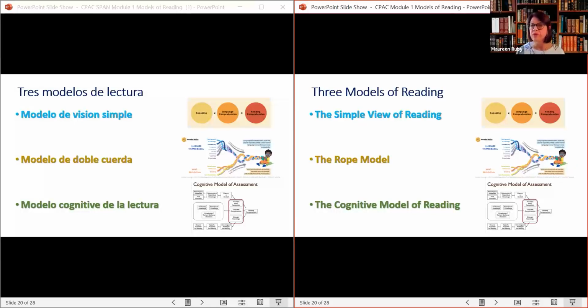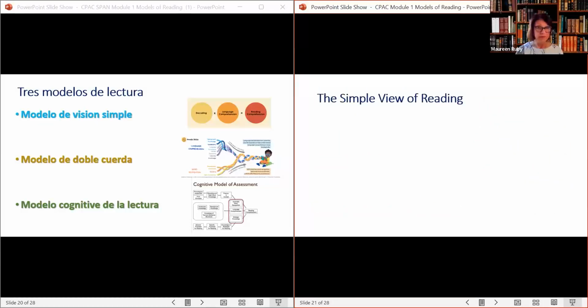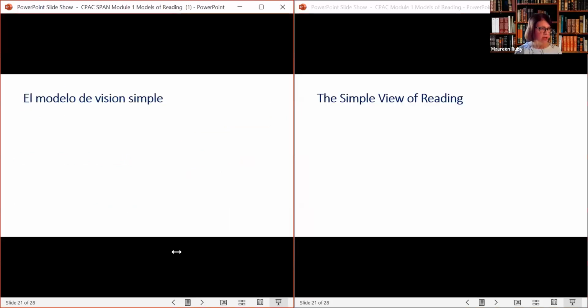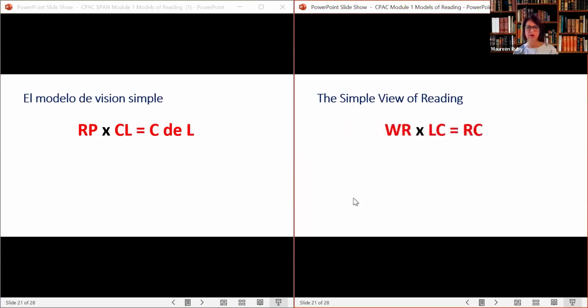So we have the simple view of reading, the rope model of reading, and then the cognitive model of reading. You can go to the next slide. Now, the simple view of reading is not so simple. It starts with a formula. This formula, don't get freaked out. If you don't like math, it's not mathematical. It's word reading times language comprehension equals reading comprehension. What is that saying? You can click again.